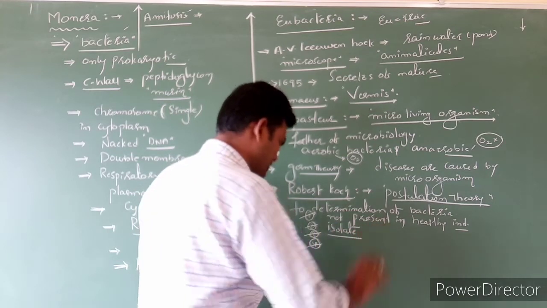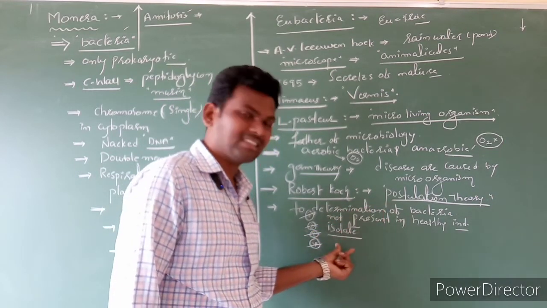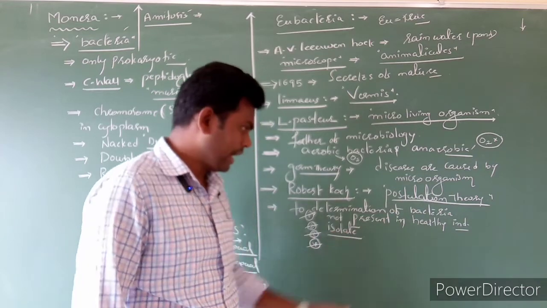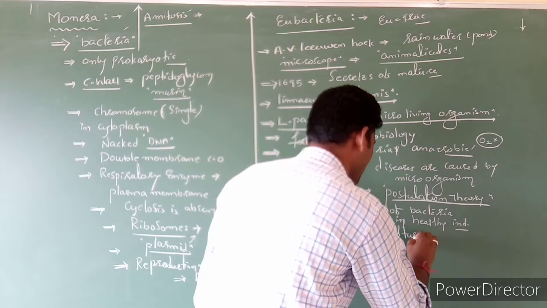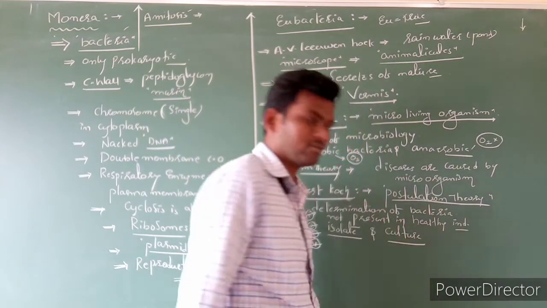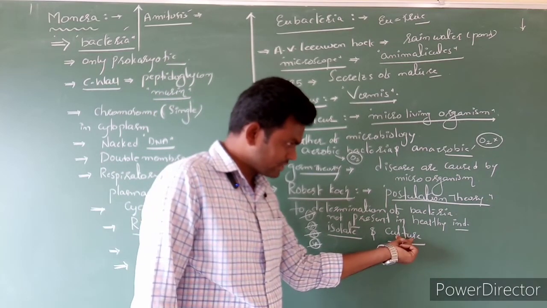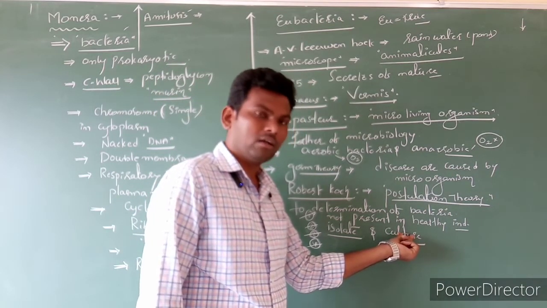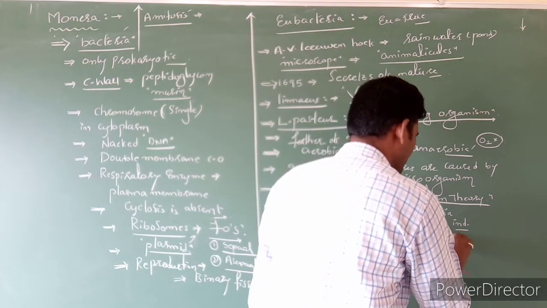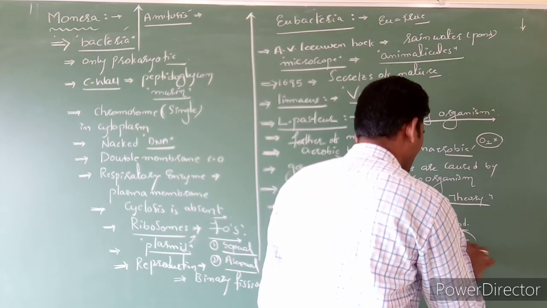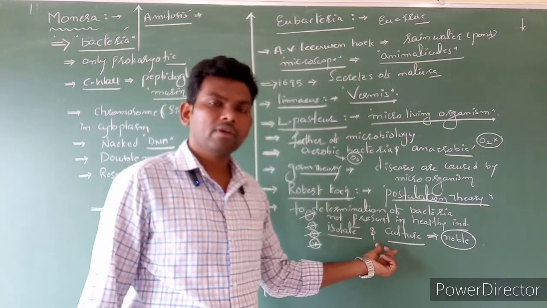The second point is that we can isolate the bacteria from diseased individuals and also culture the bacteria using a plant medium. He was the first scientist to artificially culture microorganisms. Further, he got the Nobel Prize.